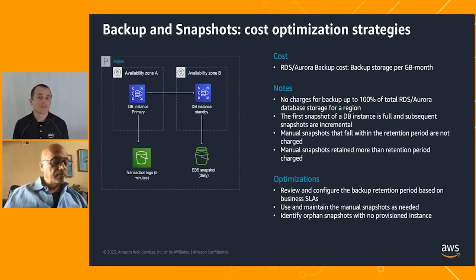In RDS, automated backups take a daily snapshot and then capture transaction logs approximately every 5 minutes. Each snapshot you take in Amazon RDS is incremental. So it's only capturing the differences from the previous one only.